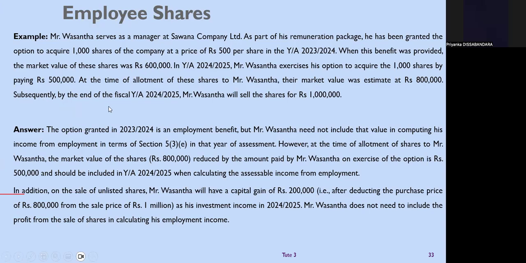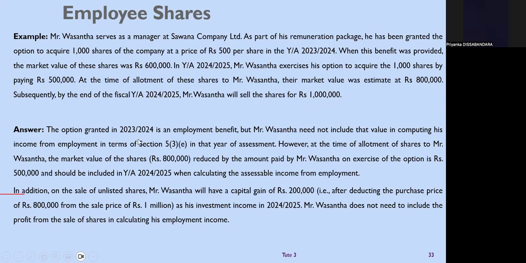Subsequently, by the end of the fiscal year 24-25, Mr. Vasantha will sell the shares for 1 million. That means he purchased for 500,000, then the market value was 800,000 at the time of allotment, and he sold for 1 million. Then what is the answer?